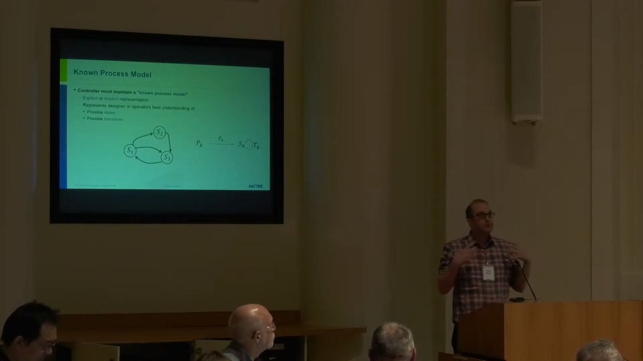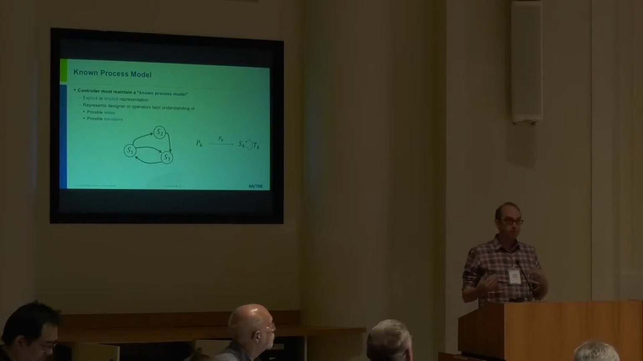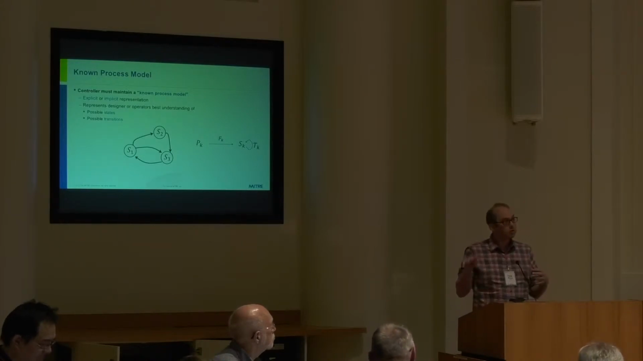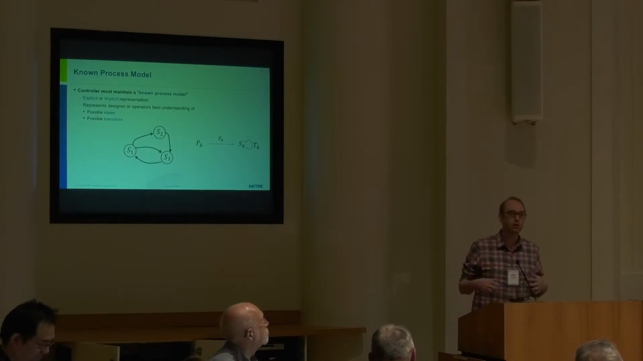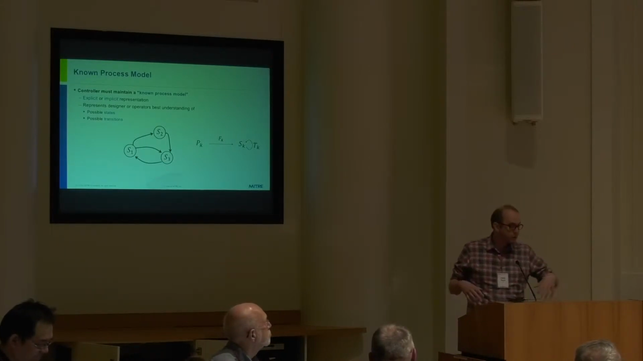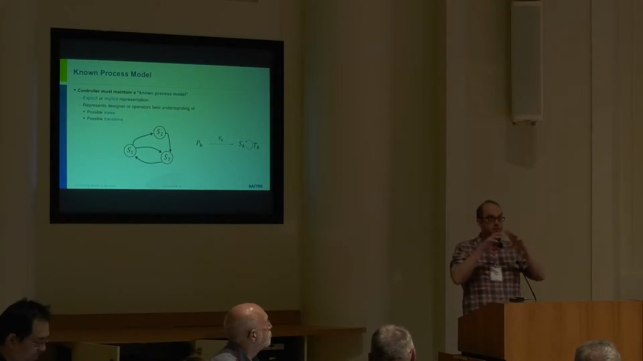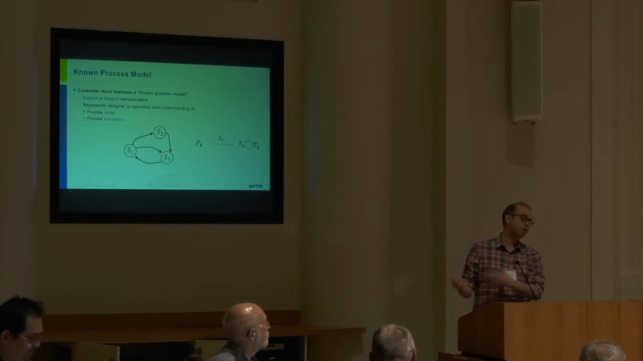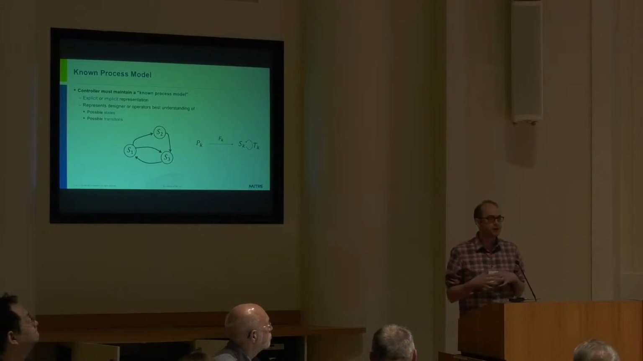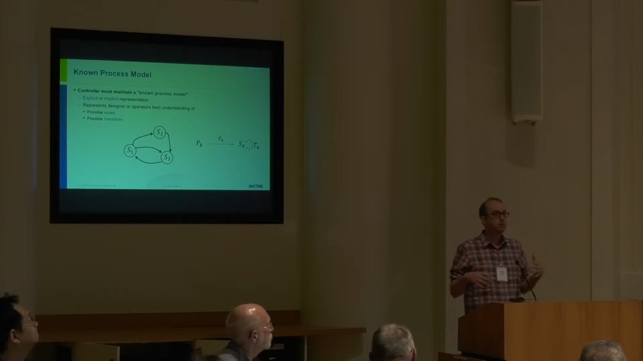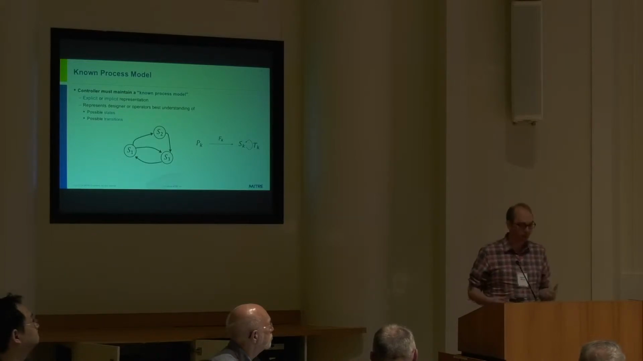So again, either explicitly or often implicitly, the controller in a control loop has to maintain some kind of known process model in this way. So there's a set of states and transitions among them that arise from the measured quantities that it's getting from the sensors. This represents the designer's or the operator's best understanding of what states and transitions are possible in the system.